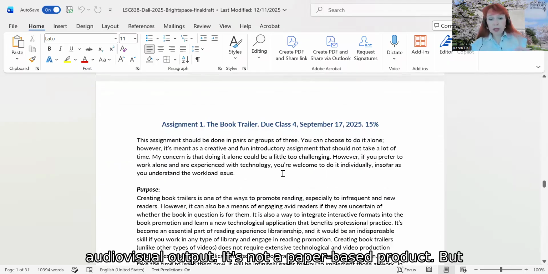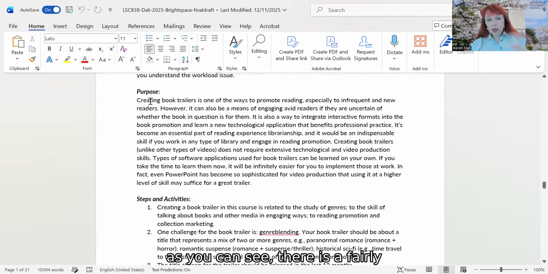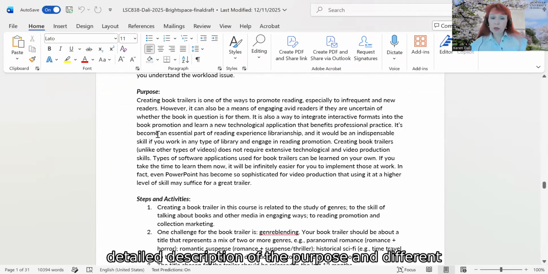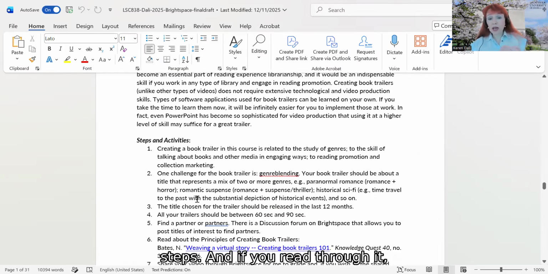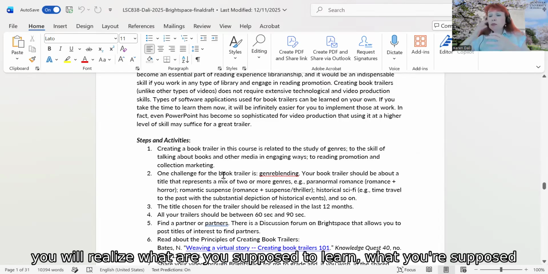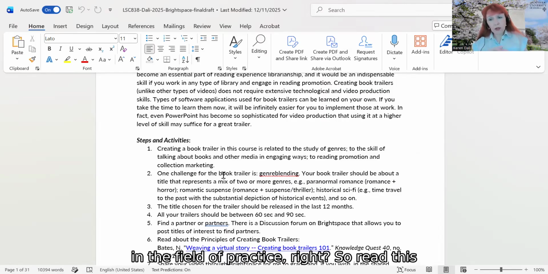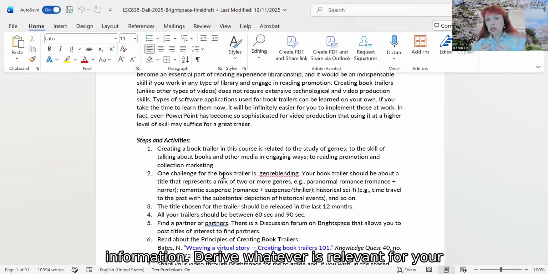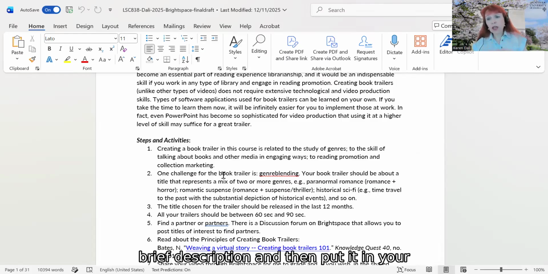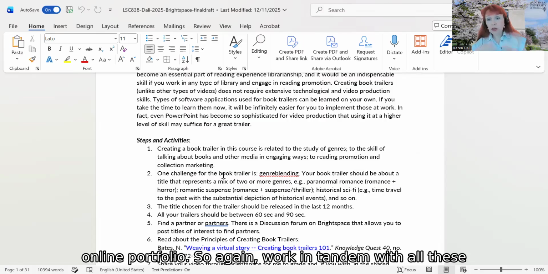So it's going to be a digital audiovisual output. It's not a paper-based product, but as you can see, there is a fairly detailed description of the purpose and different steps. And if you read through it, you will realize what you're supposed to learn, what you're supposed to take out of this assignment, and how you're supposed to implement it in the field of practice, right? So read this information, derive whatever is relevant for your brief description, and then put it in your online portfolio.